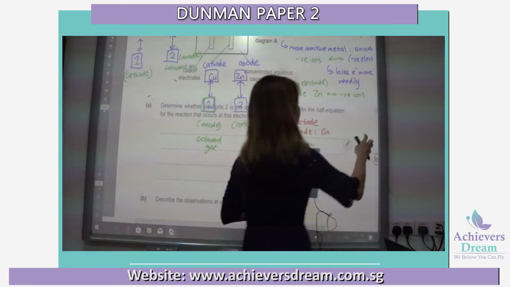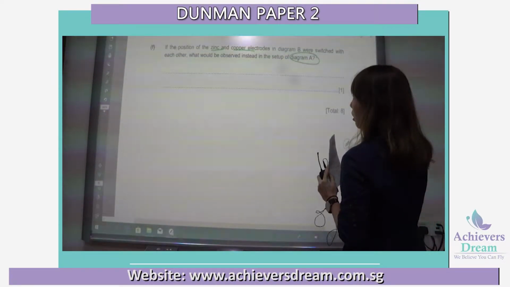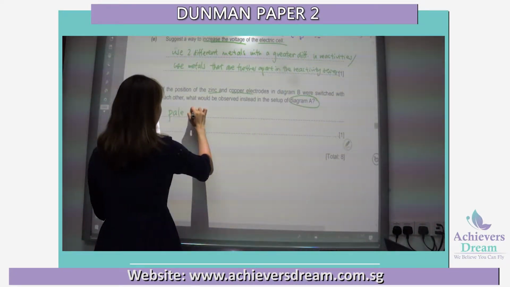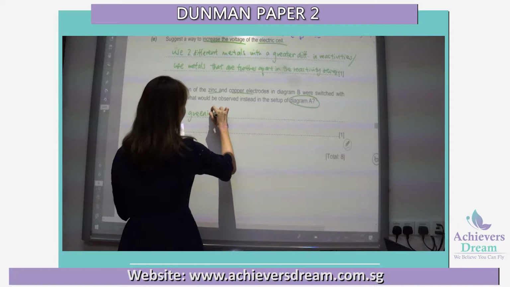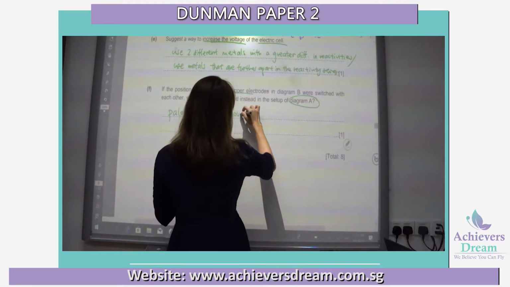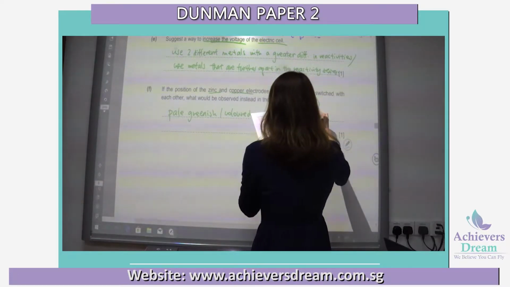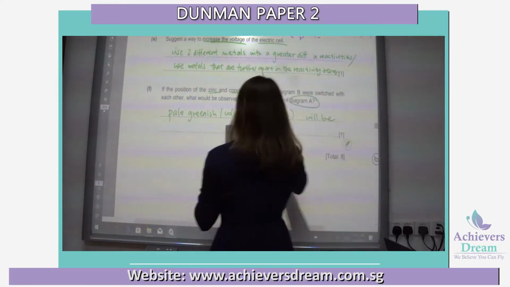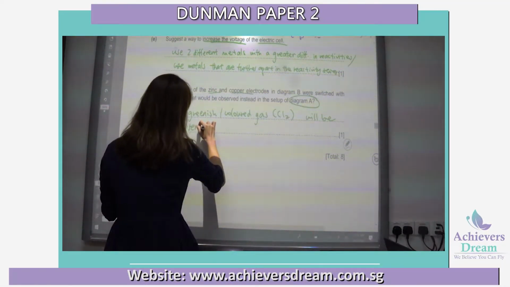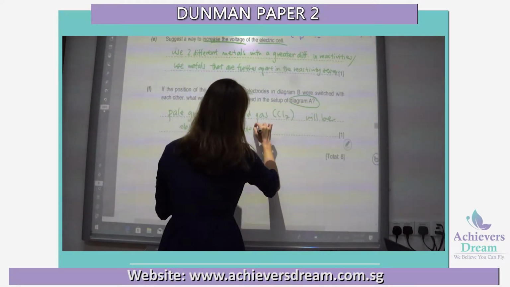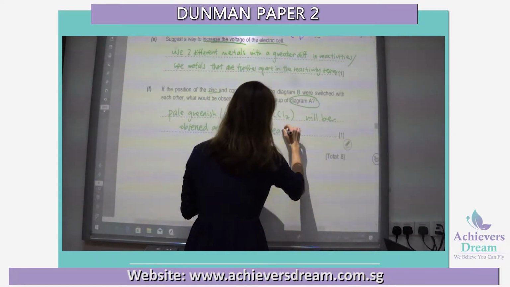Okay? So the answer would be, there will be a pale greenish gas. Can say pale green or colored gas, which is my chlorine gas, will be observed at electrode 1 instead of electrode 2.